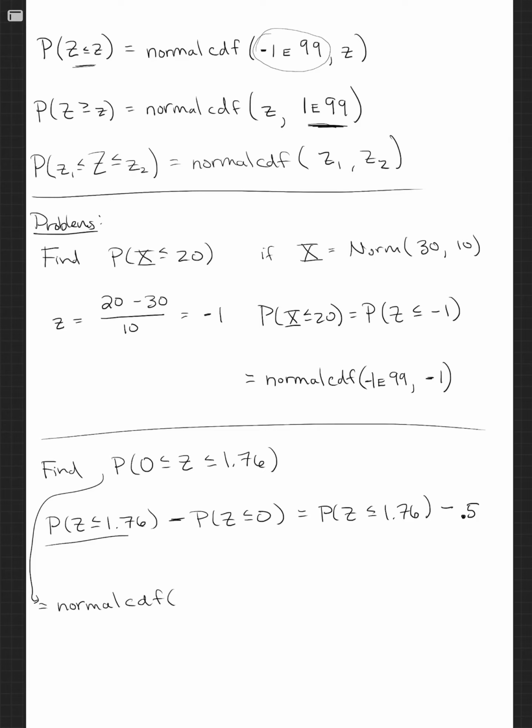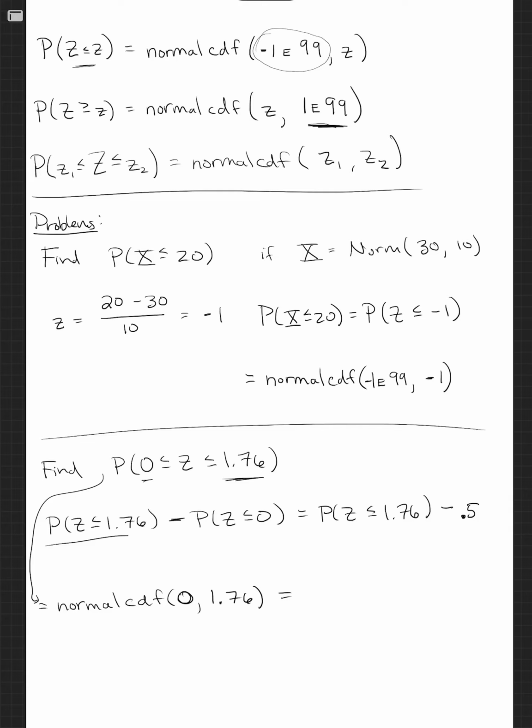Or we could plug the original thing into the calculator and say normal CDF. We've got something on the left, so we put the 0 there. We got something on the right, and then the calculator gives us an answer, right? So those are two options we have there.